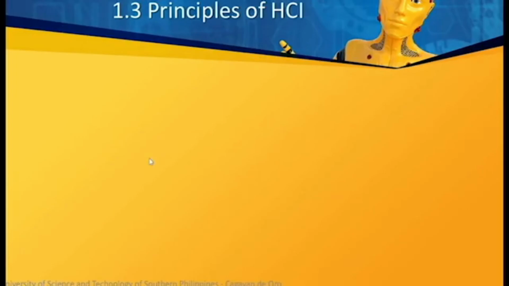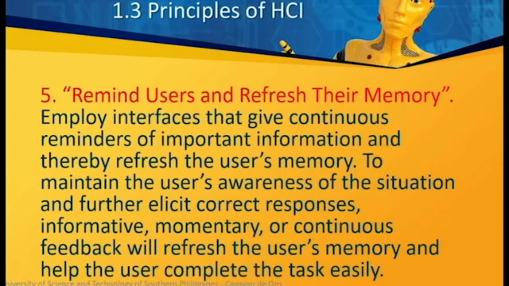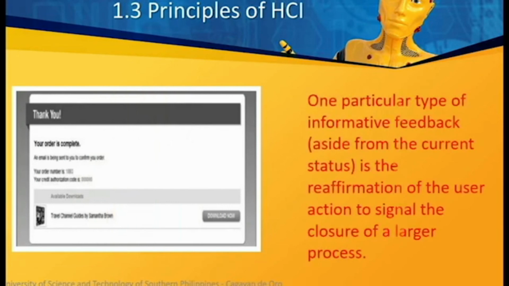Okay, for the fifth principle, we have remind users and refresh their memory. So employ interfaces that give continuous reminders of important information and thereby refresh the user's memory. So to maintain the user's awareness of the situation and further elicit correct responses, informative, momentary, or continuous feedback will refresh the user's memory and help the user complete the task easily. So for example, one particular type of informative feedback here is the reaffirmation of the user action to signal the closure of a larger process.